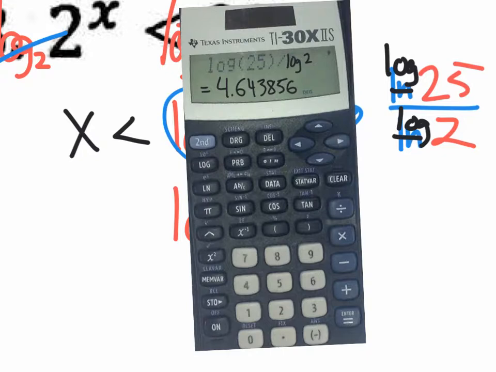that answer, 4.64385619, and it keeps going. So on your answer, you're just going to write x is less than 4.6439, I guess.